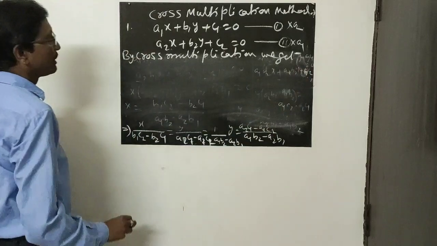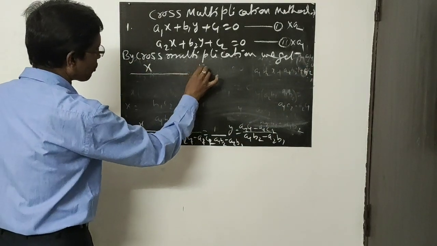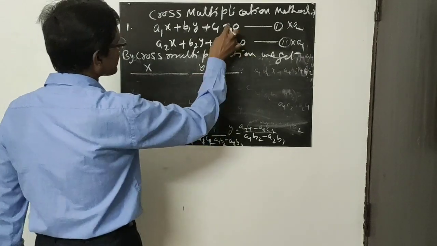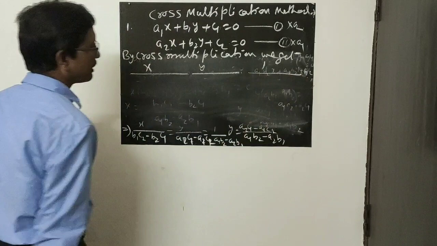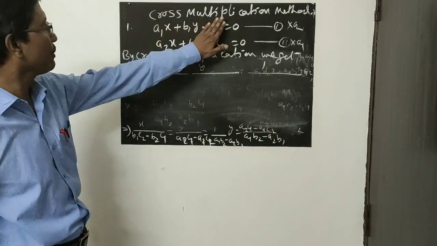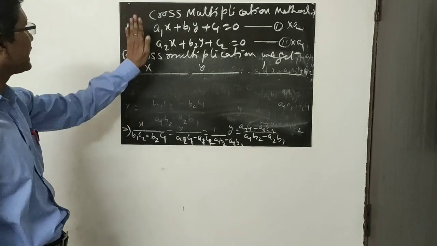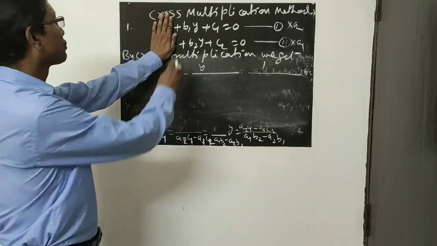We get, what's the coefficient? The x coefficient, that is the y coefficient, and that is the constant; you can say this into 1, this into 1, that's why 1. So these three terms you have: x, y, 1. When you find x, leave that one and cross multiply the rest.